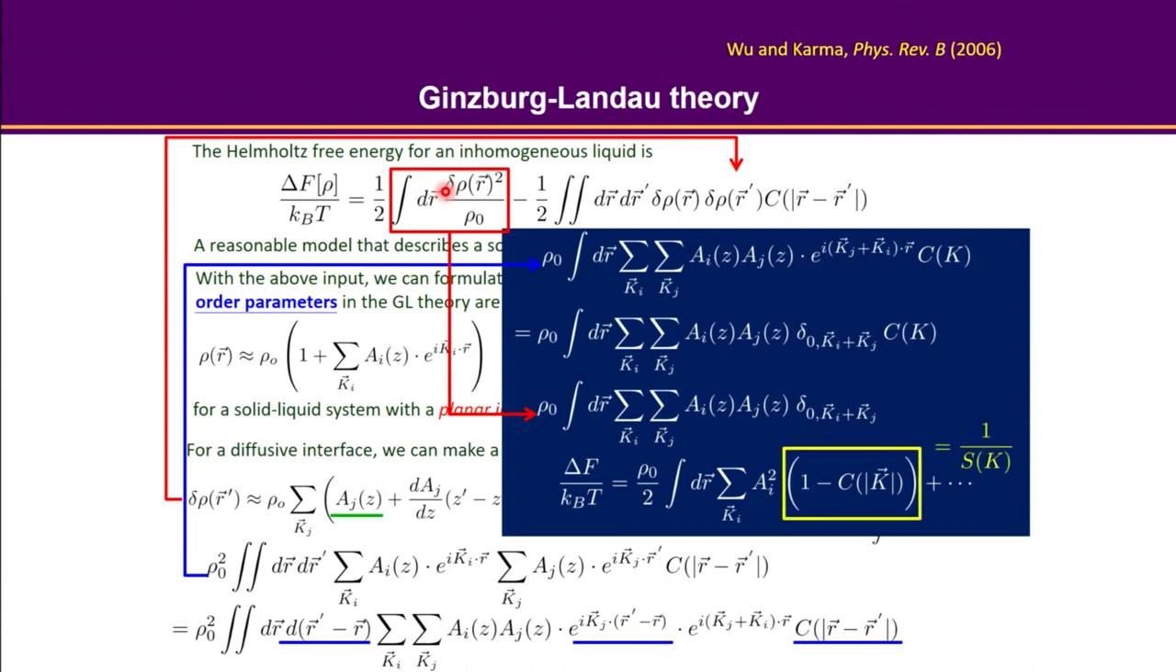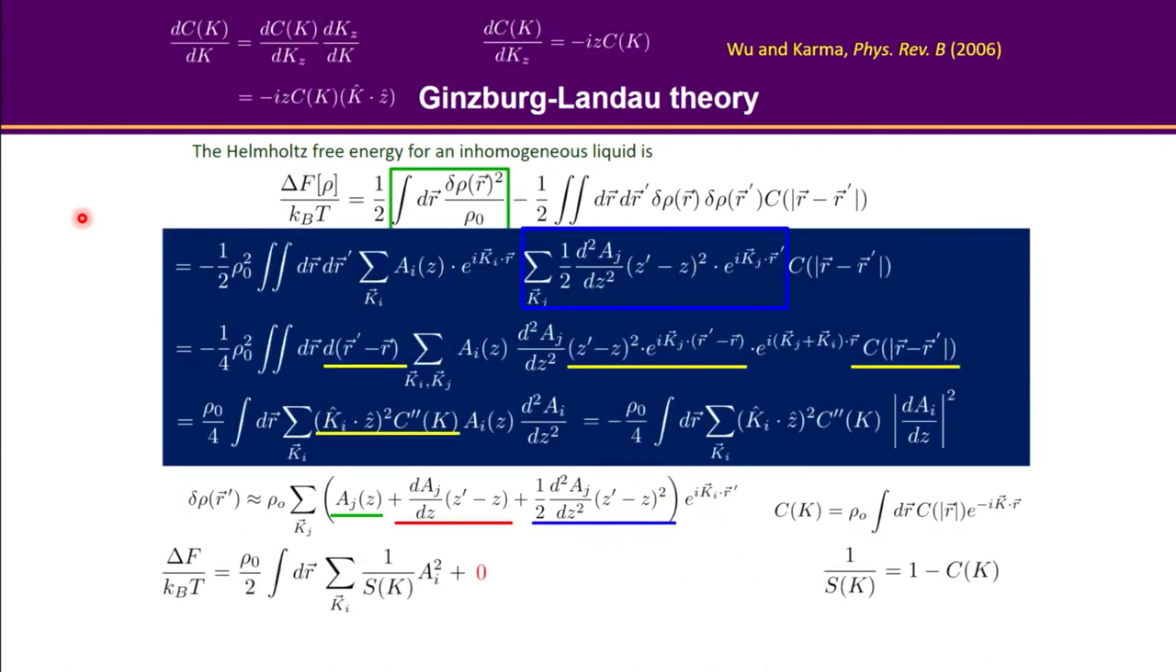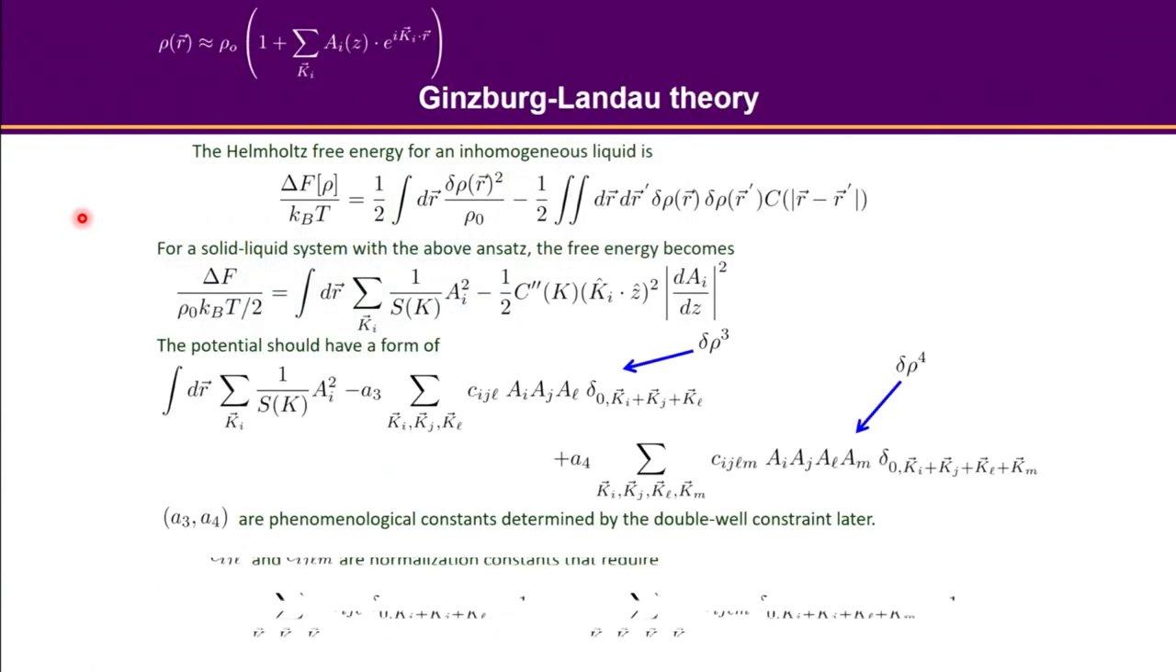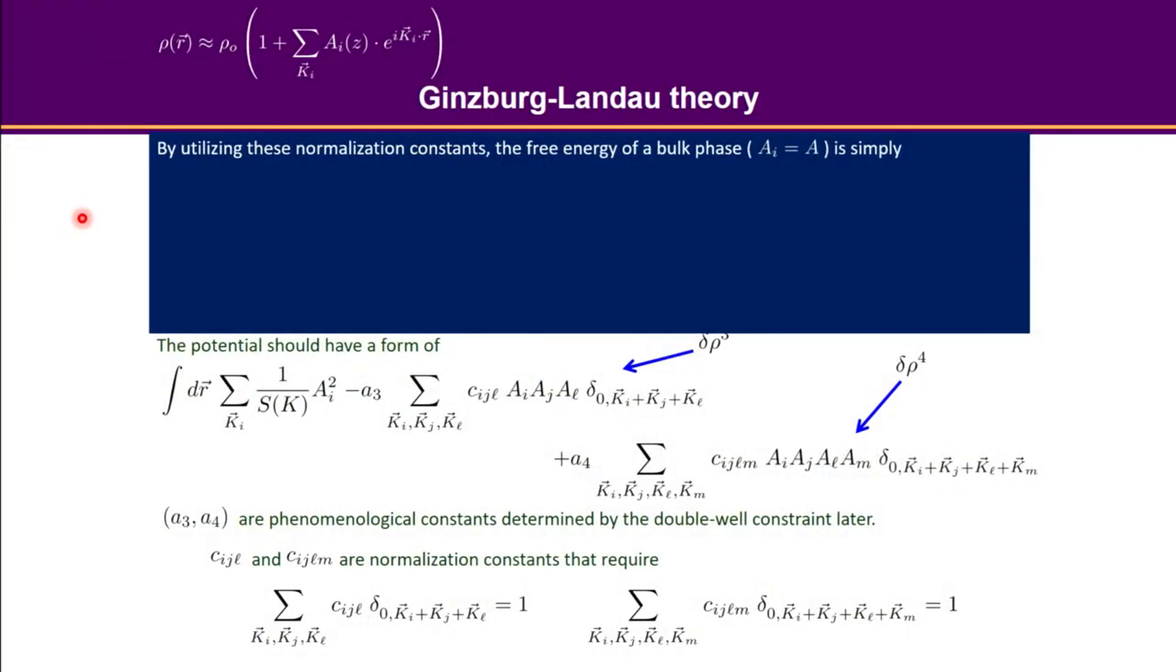Which means we still need to add two more terms, a cubic term and a quartic term, to complete the Ginzburg-Landau theory. So that's the concept. We add in the cubic term and the quartic term. The calculation involves a little bit of symmetry consideration, which is quite natural because we are talking about a crystal with certain symmetry, right? And how the density wave of that crystal is going to decay across the solid-liquid interface.